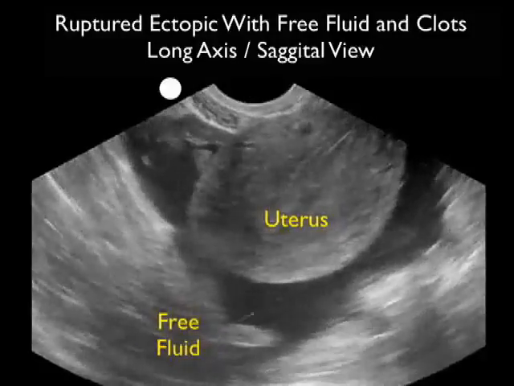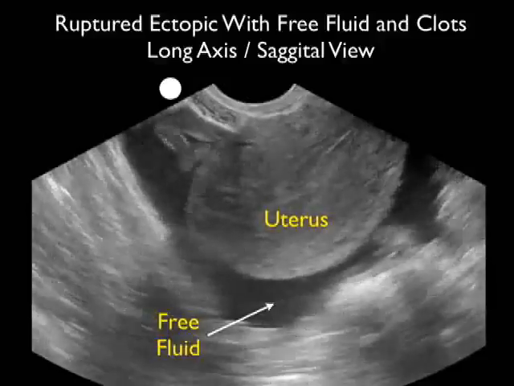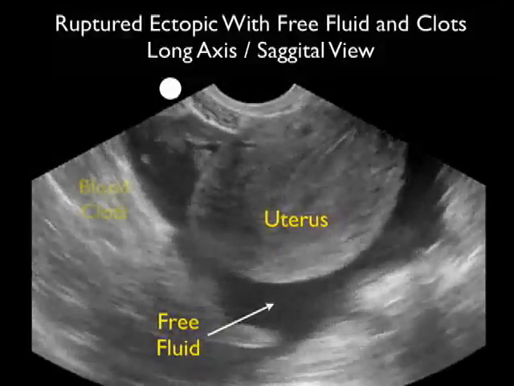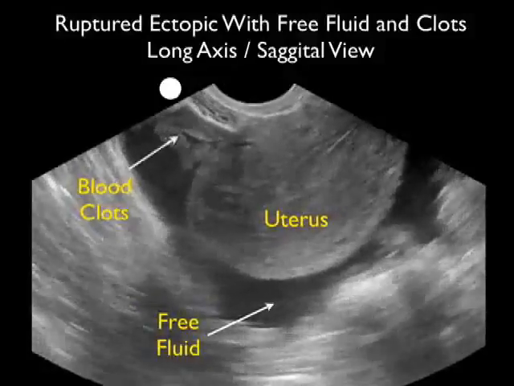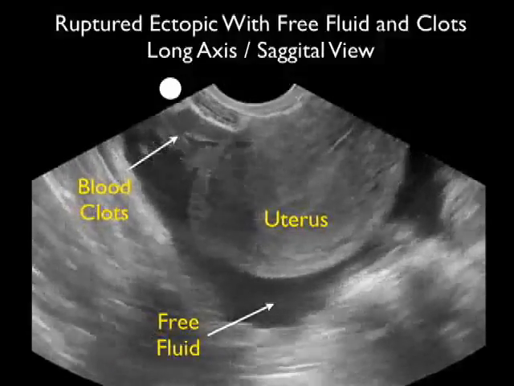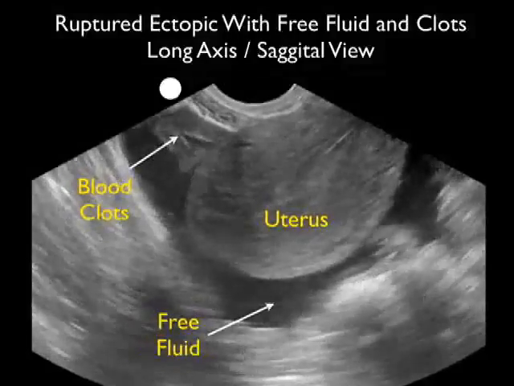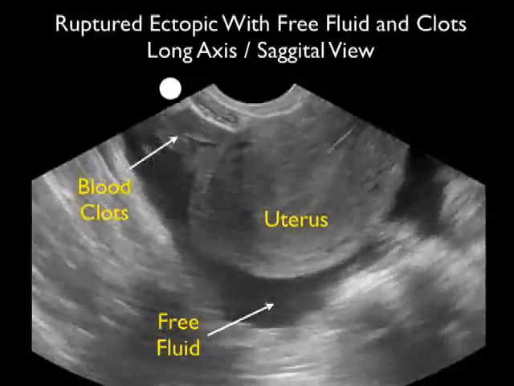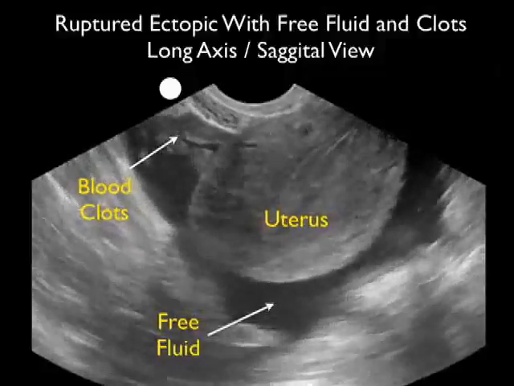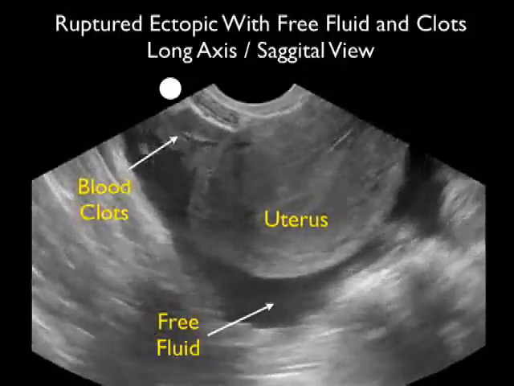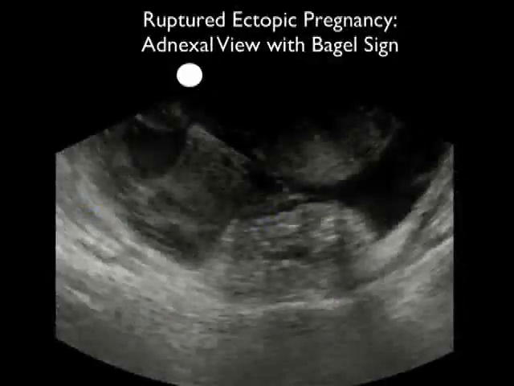positive pregnancy test. Notice the uterus as shown in the long-axis view without an appreciable intrauterine pregnancy. And notice that it's surrounded by a large amount of free fluid, that dark or anechoic area surrounding the uterus both anteriorly to the left and posteriorly in the cul-de-sac to the right. That is the presence of fresh blood. Notice also the presence of blood clots anteriorly or to the left, that more echogenic area.